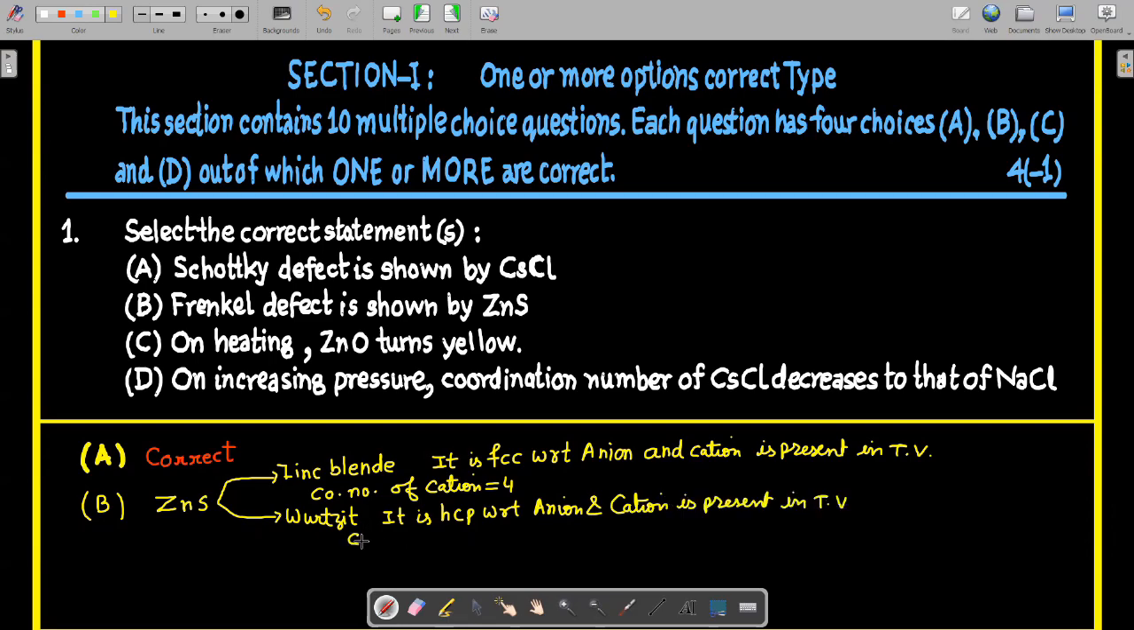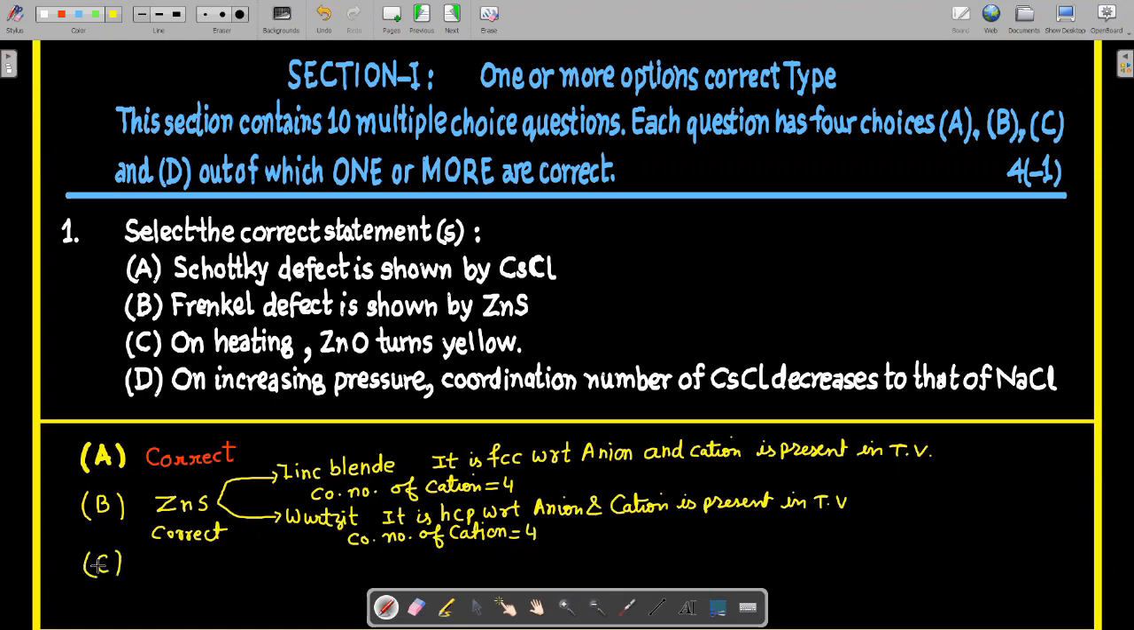So again, from here I can say that since cation is present in tetrahedral void, the coordination number of cation is equal to 4. So either I take wurtzite or I take zinc blende, the coordination number of cation in ZnS is low. If it is low coordination number, then Frenkel defect is observed. So this statement also seems to be correct. A option is correct as well as B option is also correct. Let us move to the C option.